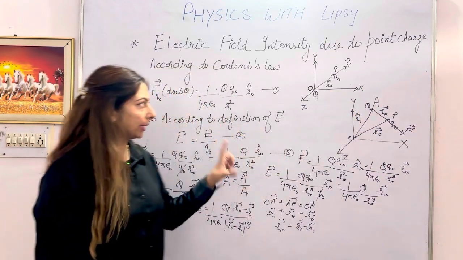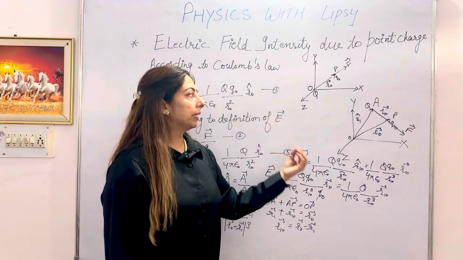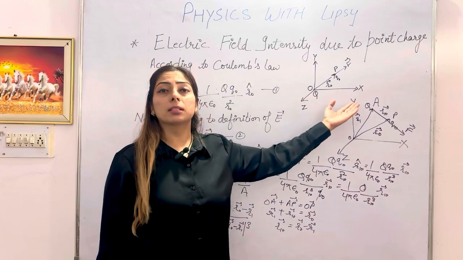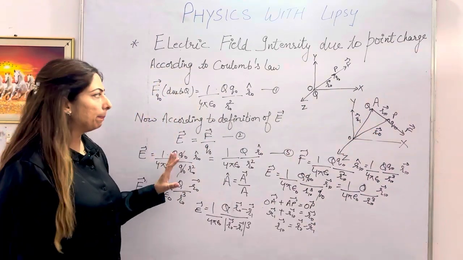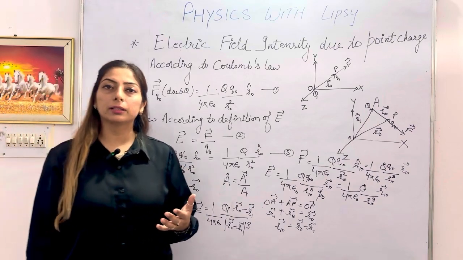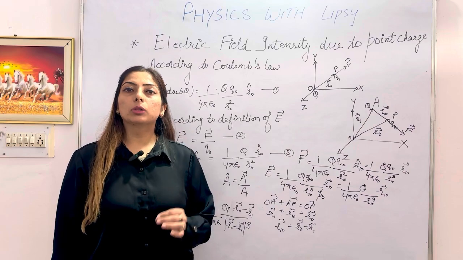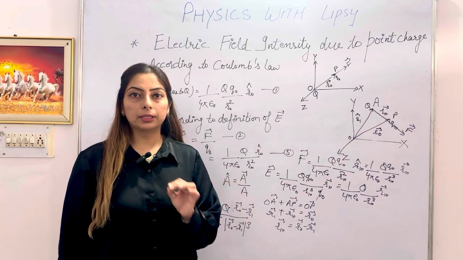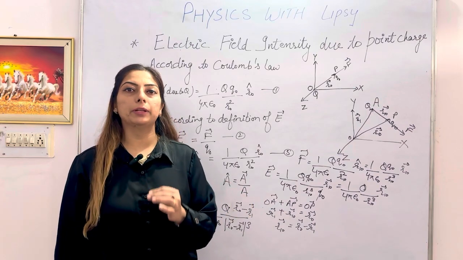So there will be two cases: when the capital Q is placed at the origin, and when the capital Q is placed at a certain point, for example, say A. Okay, this is a very simple article. We have just applied Coulomb's law. According to Coulomb's law, we write down the value of force, and after that we put the value of force in the definition of electric field. We will get the value of electric field.